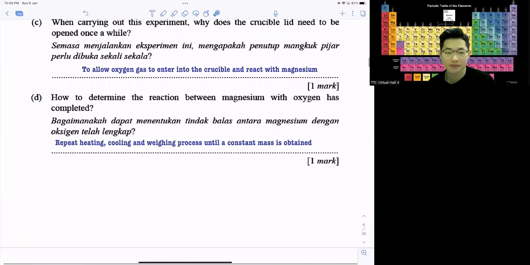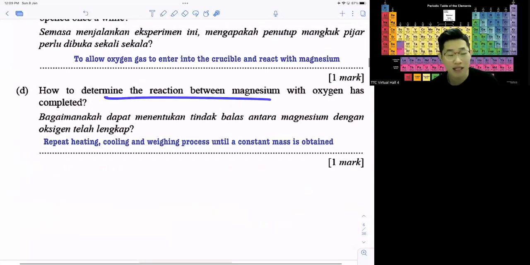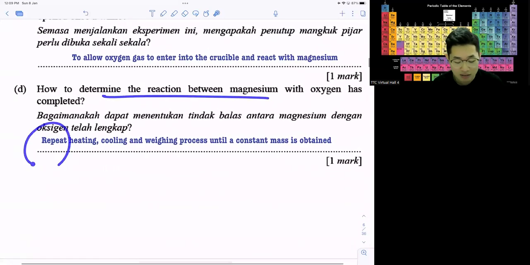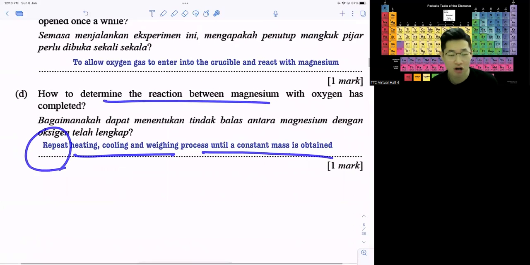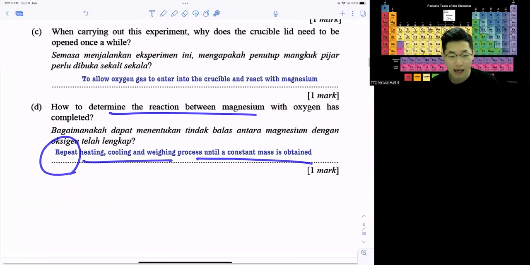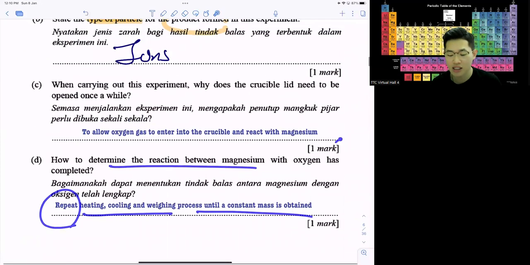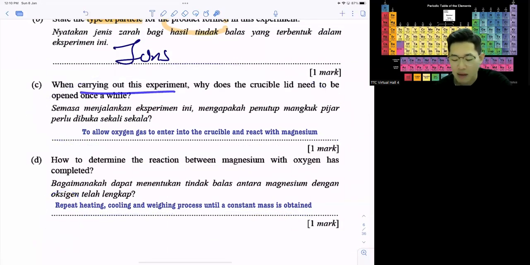Next. How to determine the reaction is completed? Same as the one just now. Repeat the three processes until a constant mass is obtained. Okay. Sorry, I missed out a question here. When carrying out the experiment, why does the crucible lid need to be opened once in a while?